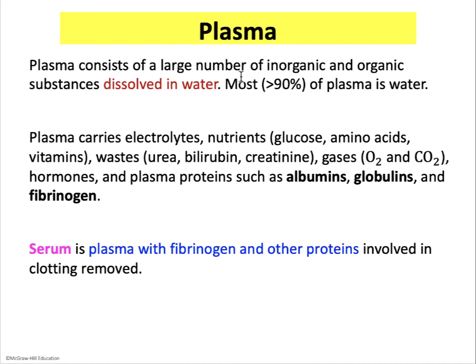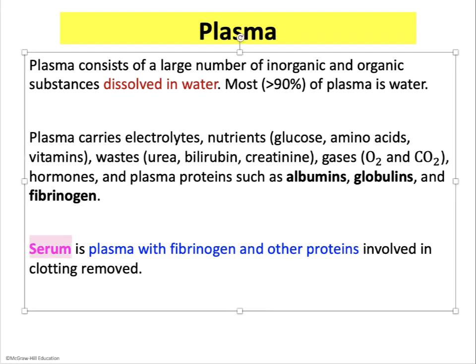Plasma itself is over 90% water, depending on the level of hydration of the patient. Plasma also acts as a conduit for transport and as a reservoir of chemicals in many cases. So nutrients, electrolytes, wastes, gases, hormones, and buffer proteins are all present in plasma. Serum is that component of the plasma when the clotting agents are removed. This includes fibrinogen and other proteins.